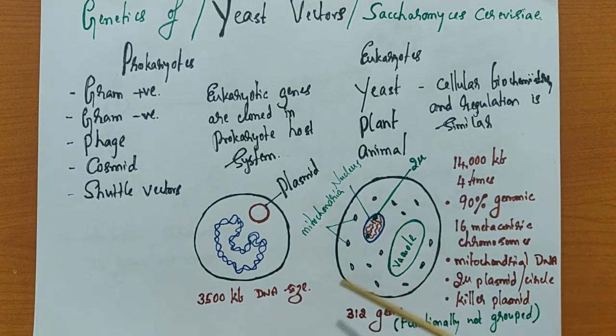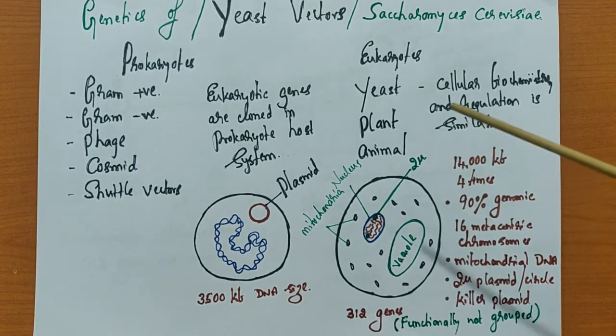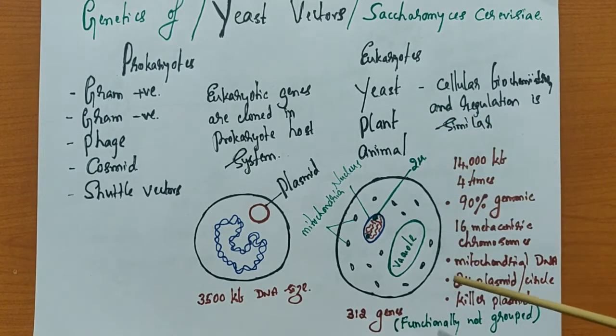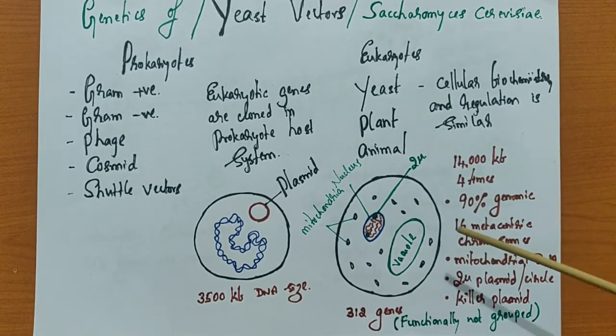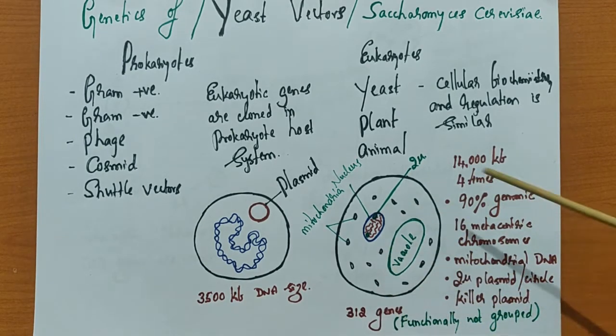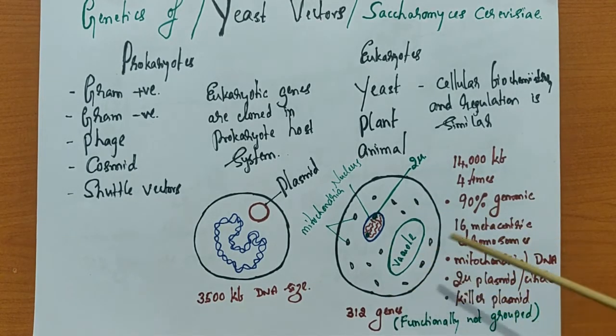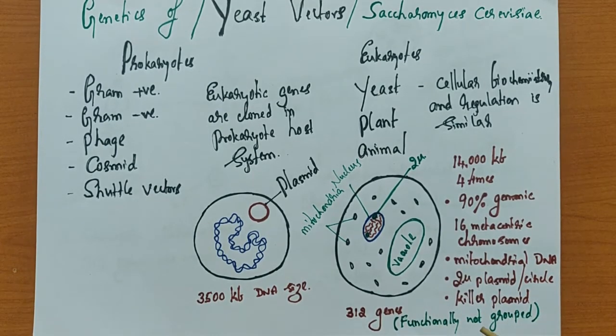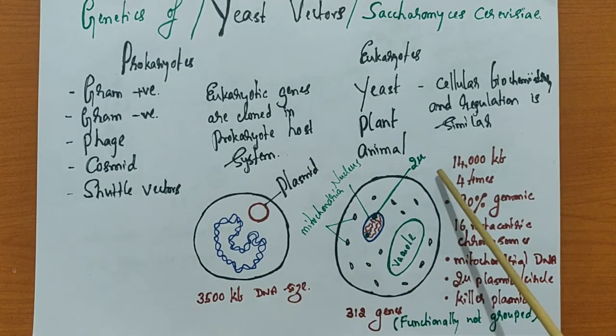So you don't find, for example, the genes or enzymes involved in a particular amino acid pathway all grouped in one chromosome. These genes are scattered across the genomic chromosomes. That is what is known as not functionally grouped. So this is the major difference between a prokaryotic cell and a eukaryotic cell.